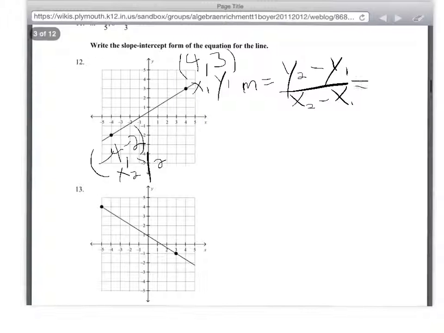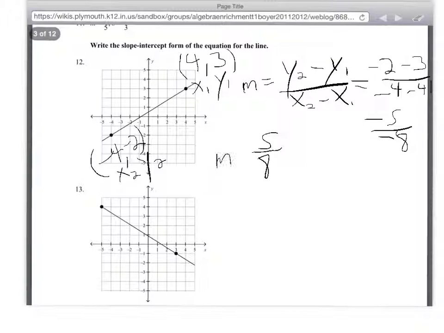Okay? So I plug in the numbers: -2 minus 3 over -4 minus 4. That gives me -5 on the top, and on the bottom -8, and that gives me 5/8. Now, I suppose I could have also done rise over run, which means you just count up and over and see what you get. But it's better to use a formula because sometimes you don't have a graph.